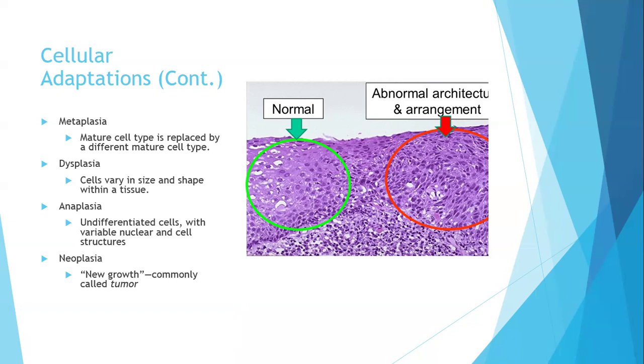Dysplasia is often a precursor to neoplasia, which means new growth. It's commonly called a tumor. We'll talk about different types of tumor in the tumor chapter. But we have new growth of cells. It's not normal. None of these are normal. These are the starts of disease processes.